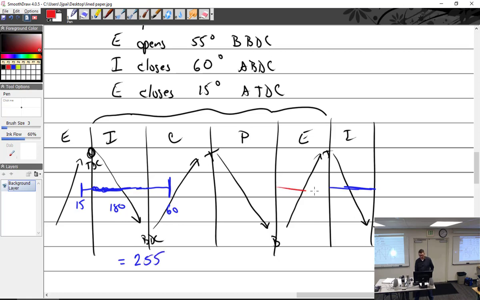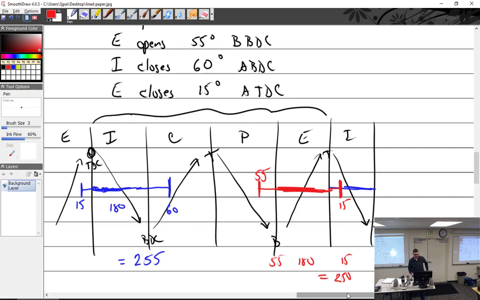I know that the exhaust is going to be open right here. Exhaust opens 55 degrees before, and the exhaust is going to close 15 degrees later. So that's 55 plus 180 plus 15 equals 250. You think I would have written the answer? All right, let's see. Oh, I did write it down. Intake is 255 and exhaust is 250.